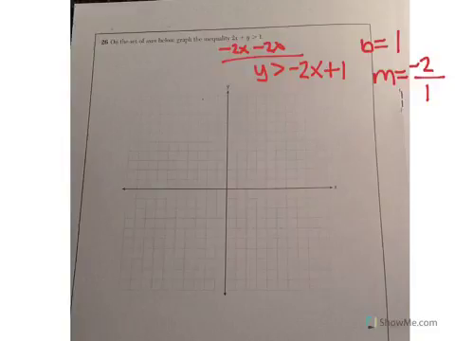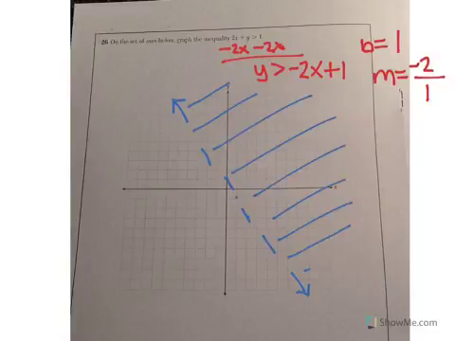So what you're going to do is start with 1 on the y-intercept, and you're going to go down 2 to the right 1, down 2 to the right 1. Because this doesn't have a line underneath it, it's not equal to, it is going to be a dotted line. So there's my line, and now because it's greater than, I'm going to be shading above. And that's my final solution.